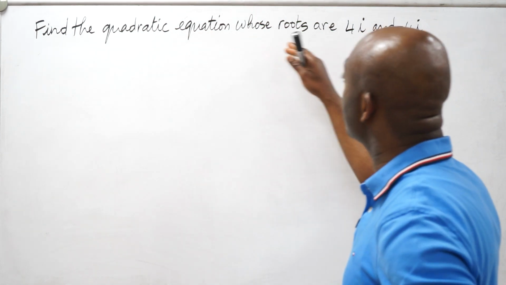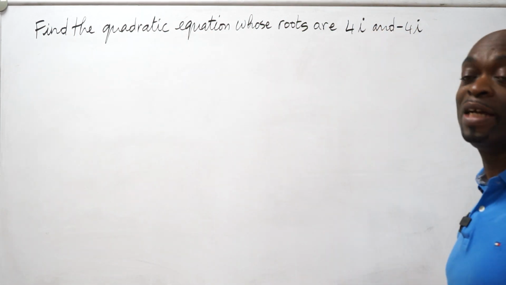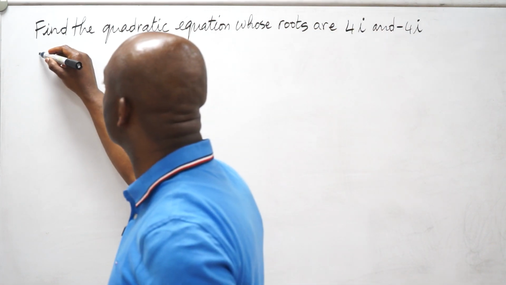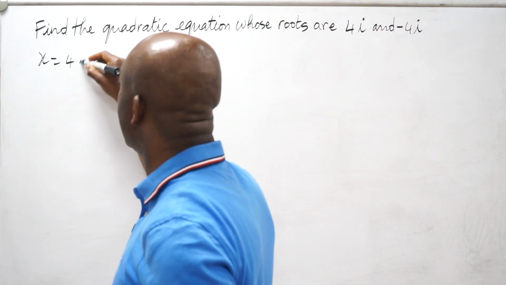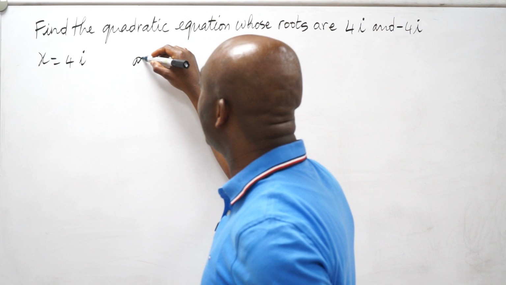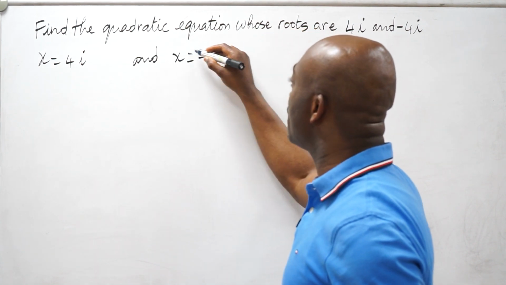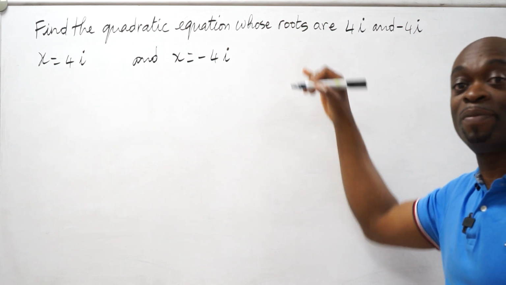Find the quadratic equation whose roots are 4i and negative 4i. So what's really happening in this case is that we have x equals 4i, and then we're talking about x equals negative 4i. Because remember, when we're talking about roots, that means we're talking about solutions.